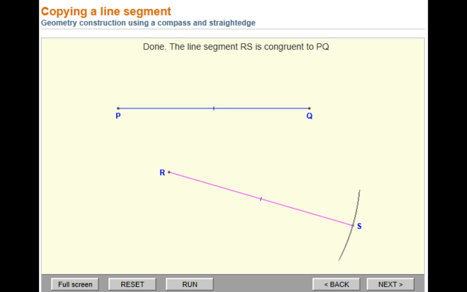You'll notice that in all of these constructions, when we measure, we're always measuring with the compass. We never measure by taking a ruler out and using the marks on a ruler. That's not considered measuring in constructions.